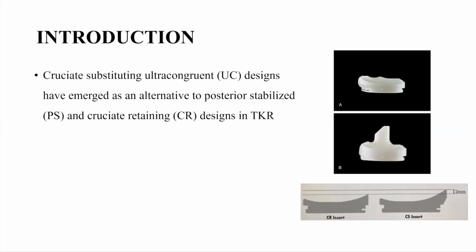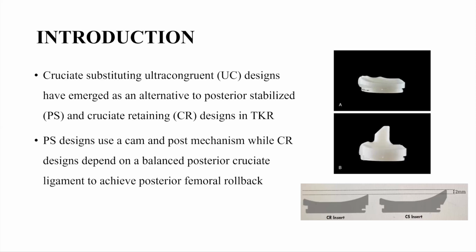However, over the last 10, 15 years or so, the ultra congruent designs have emerged as an alternative to PS and CR TKR. I think most surgeons use an ultra congruent design when they sacrifice a PCL, instead of a PS knee. That's how most of the use has come. All knees have some mechanism to achieve rollback. PS knees use a cam and post mechanism. CR knees depend on a balanced posterior cruciate ligament to achieve posterior femoral rollback.